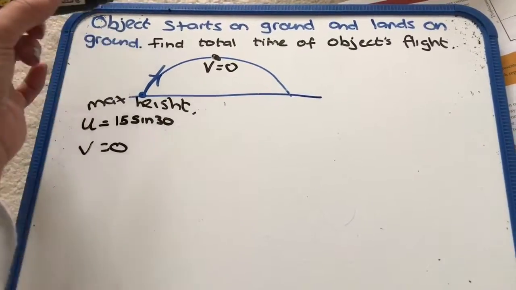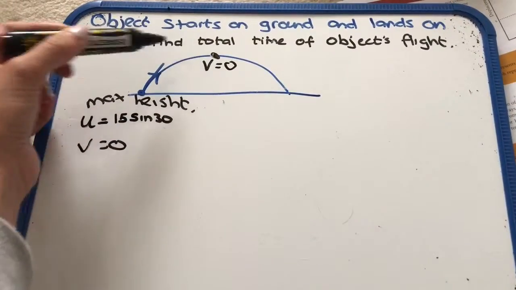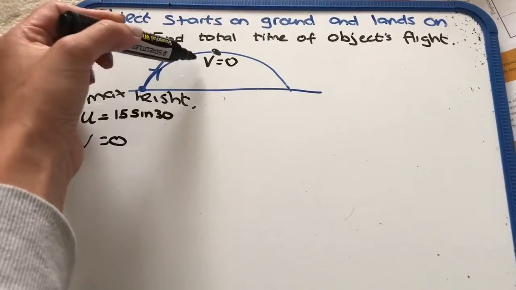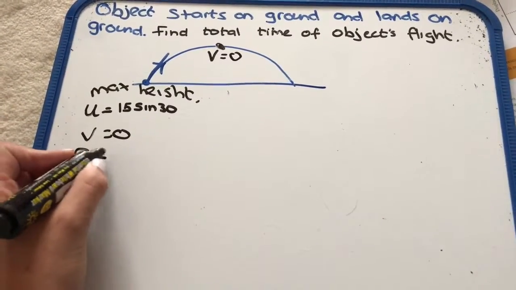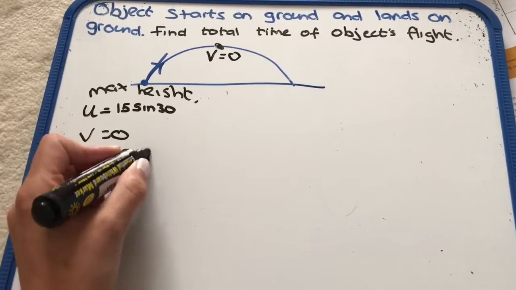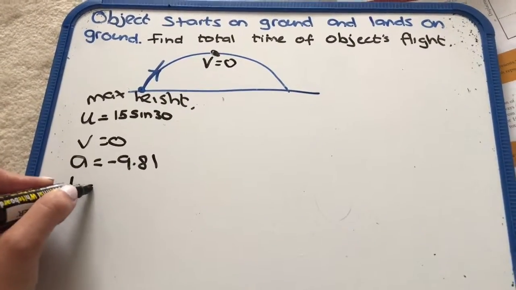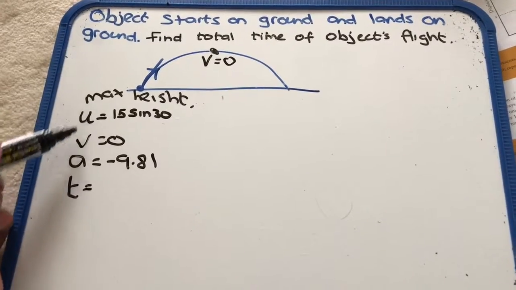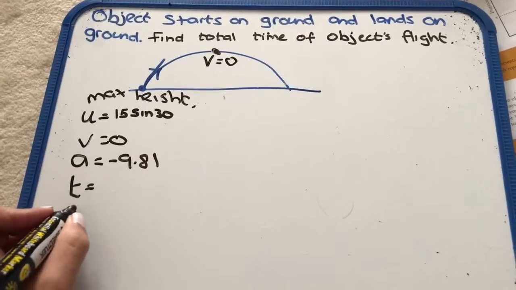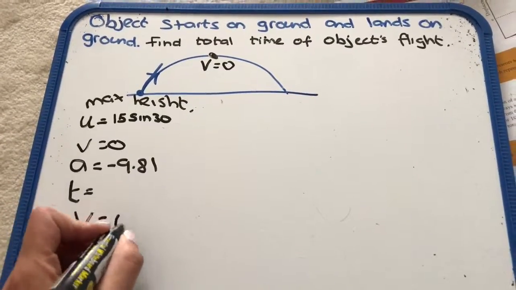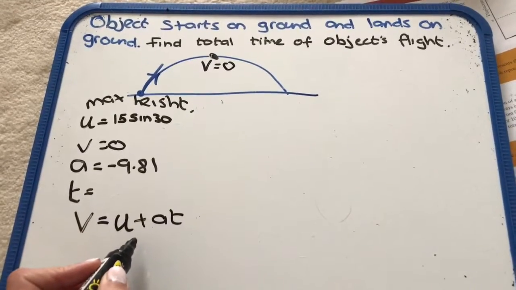It's moving up, so if it's starting with an initial velocity and then that velocity turns to 0, it's obviously slowing down, it's decelerating. So when an object is moving up, its acceleration due to gravity is minus 9.81. Okay, so we have three things we know and we want to find t. So we actually know an equation of motion that involves all of these. So I'm going to use v is equal to u plus at.